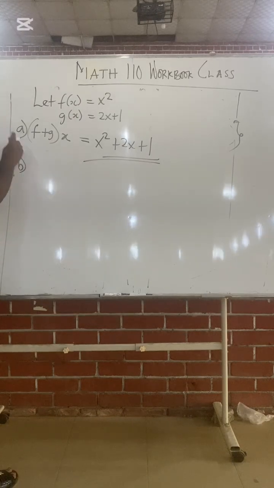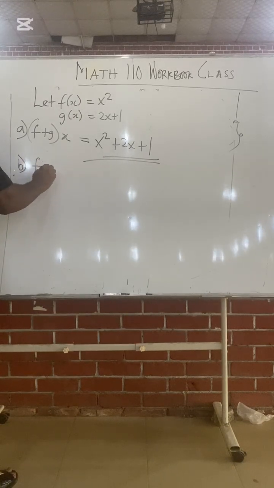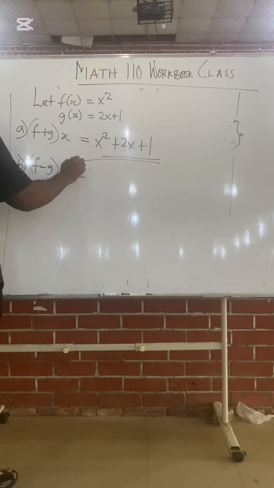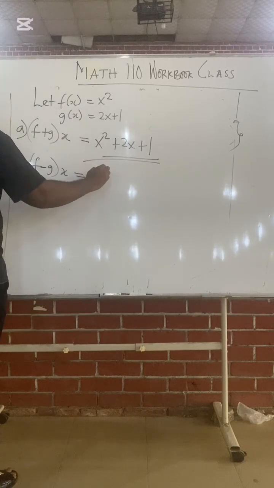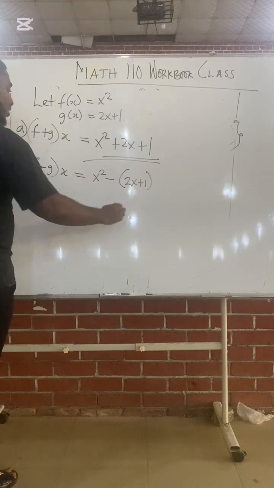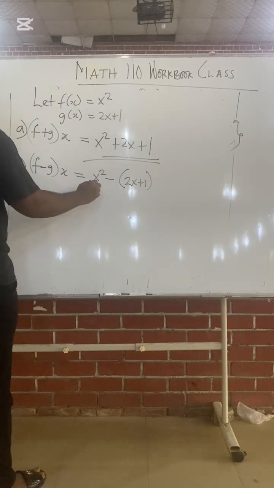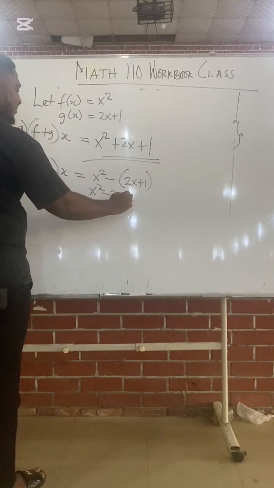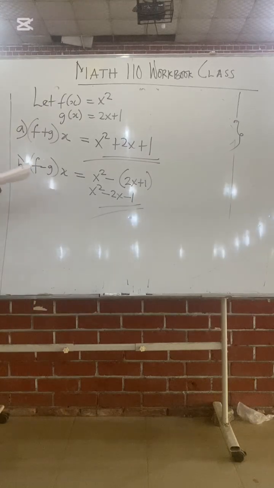B said f minus g of x. So f is x squared minus g of x. Open bracket and put 2x plus 1. Use minus to open the bracket first. x squared minus 2x minus 1.